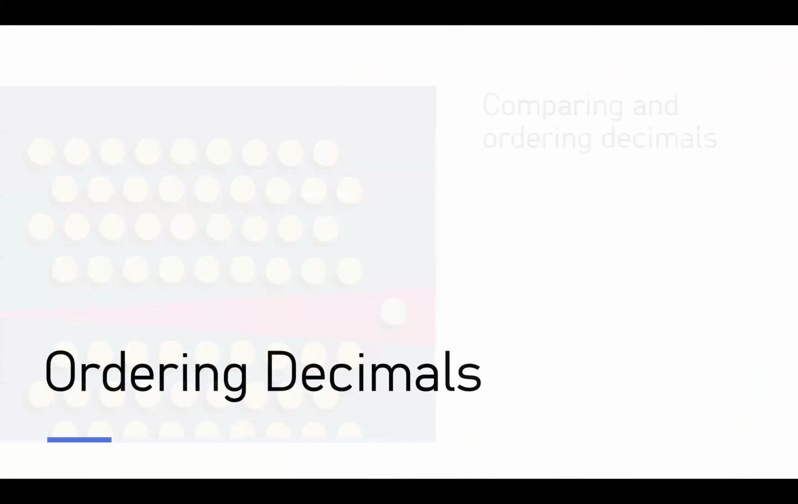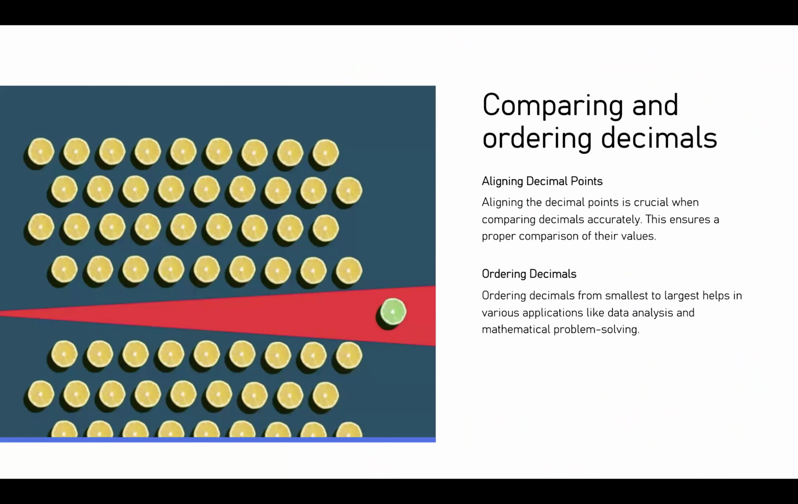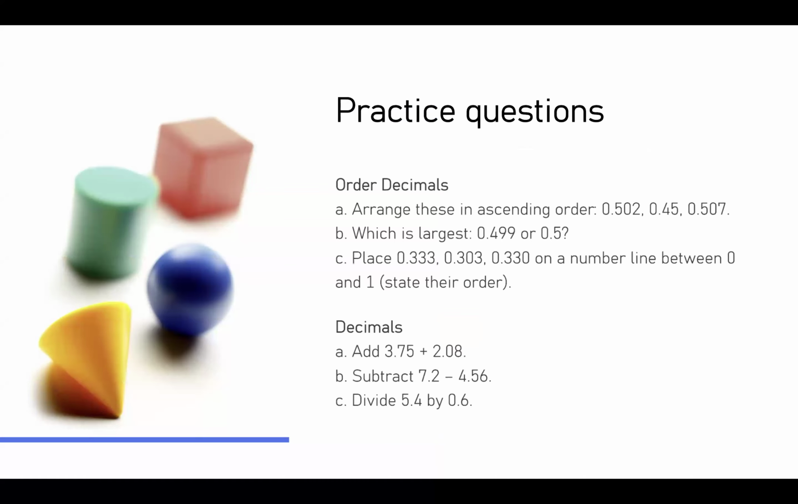Ordering decimals. Aligning the decimal point is crucial when comparing decimals accurately. This ensures a proper comparison of their values. Ordering decimals from smallest to largest helps in various applications like data analysis and mathematical problem solving.